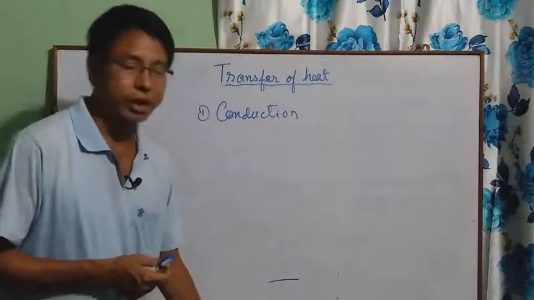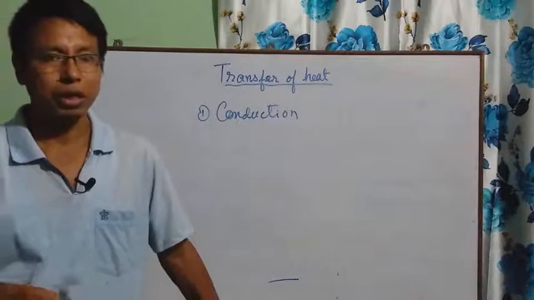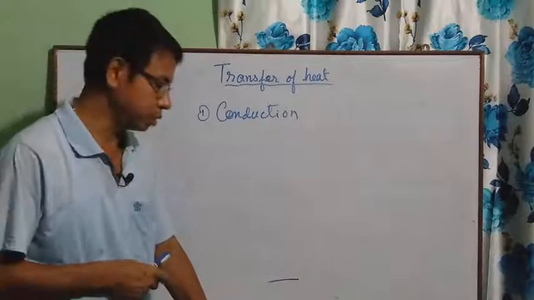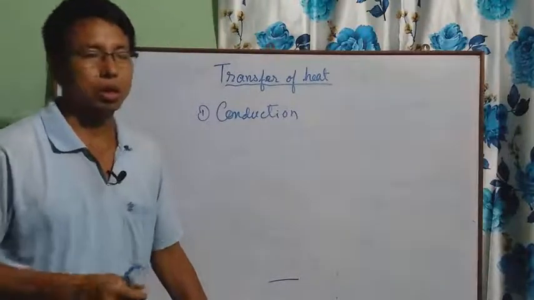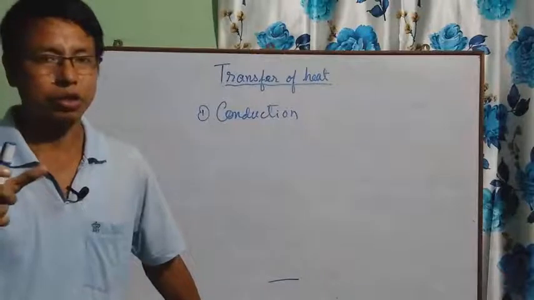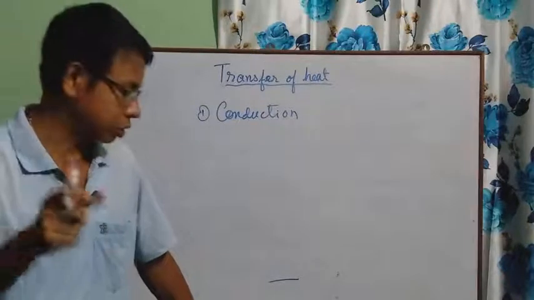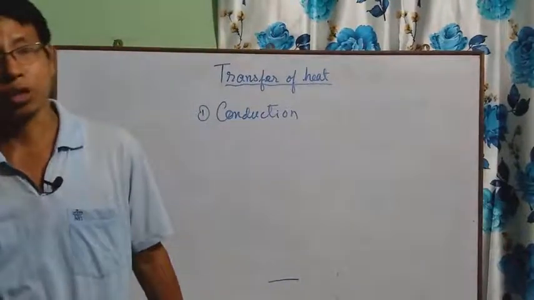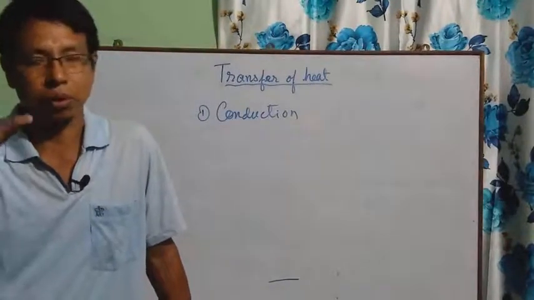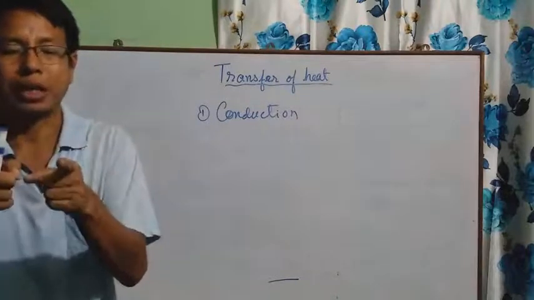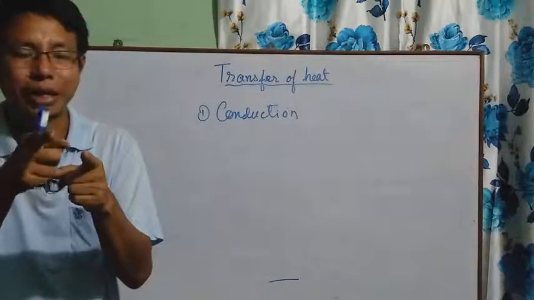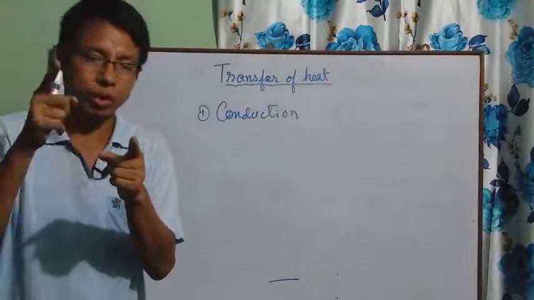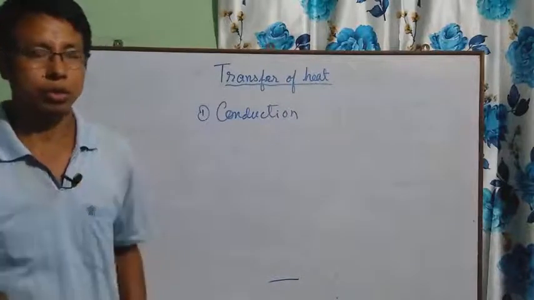Then igloos are there. You must be knowing that an igloo is a house made up of ice, and that is also a bad conductor. Then double walls. Double walls are used in a thermoflask, and the doors or walls of refrigerators are made up of double walls. When a double wall is made and air is inside, since air is a bad conductor, heat cannot pass. The cool will remain cool and the hot will remain hot.